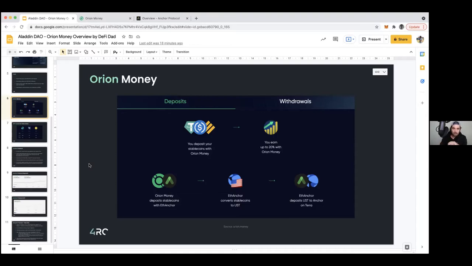I am not an investor in Orion, but I have been farming it lately, so I just want to disclose that in case I have any bias, of course, having farmed some of the Orion token already.